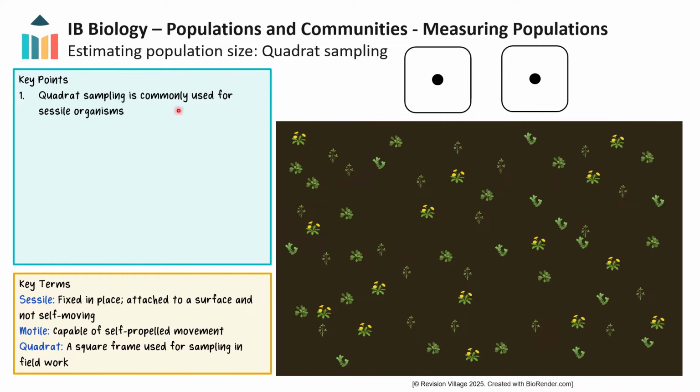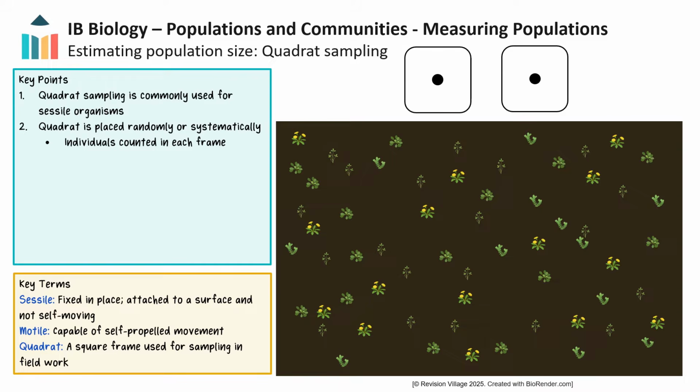Quadrat sampling is commonly used for sessile organisms, like plants, corals, or barnacles that remain in one place and do not move. This involves placing a square frame, known as a quadrat, at random or systematic locations within the study area and counting the individuals within each frame.